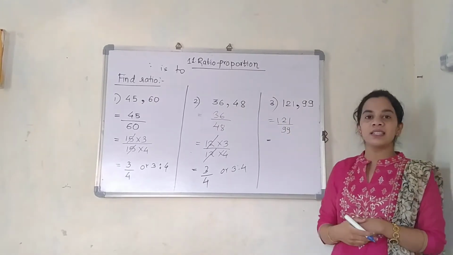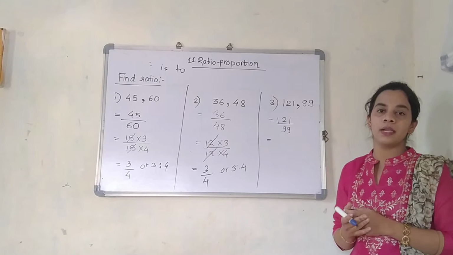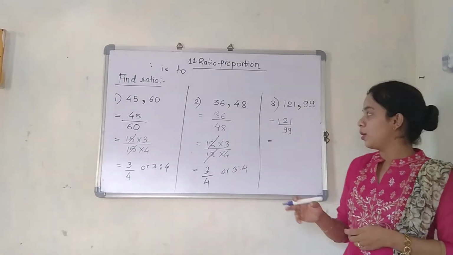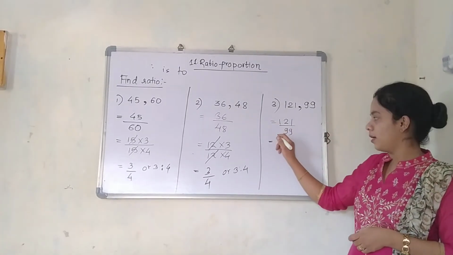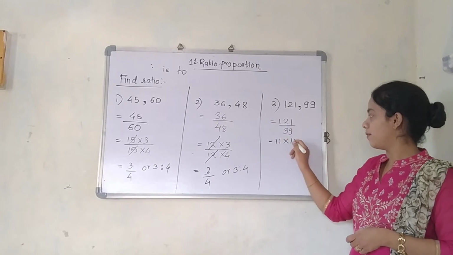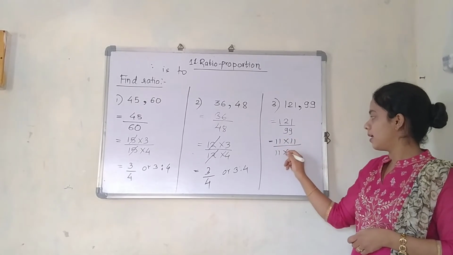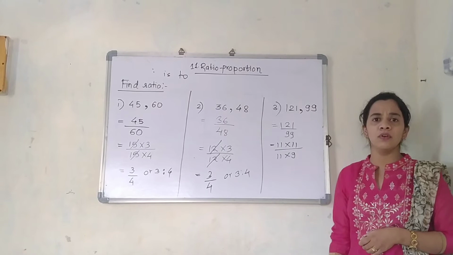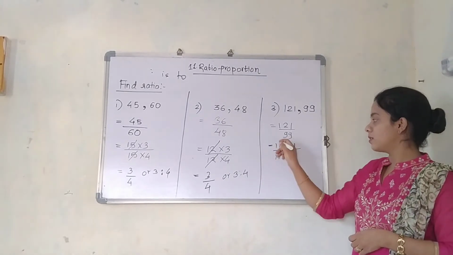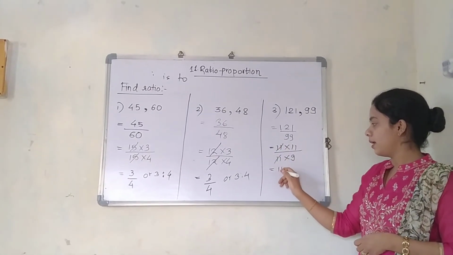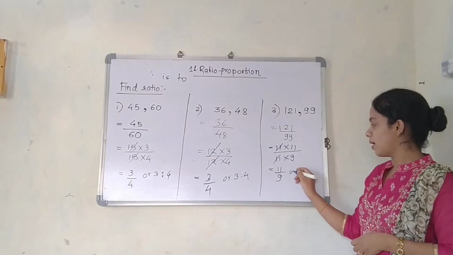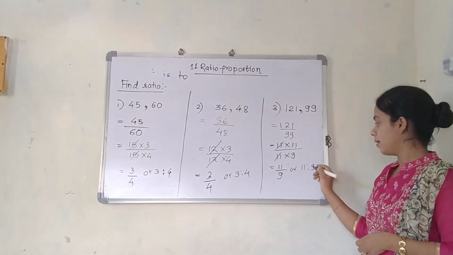121 and 99, it is coming in the 11's table if you know the tables of 11. 121 is 11 squared. So 11 elevens are 121 and 11 nines are 99. If you know that, 11 is common, so I am going to cancel that out. 11 and 9. So the answer is 11 is to 9.